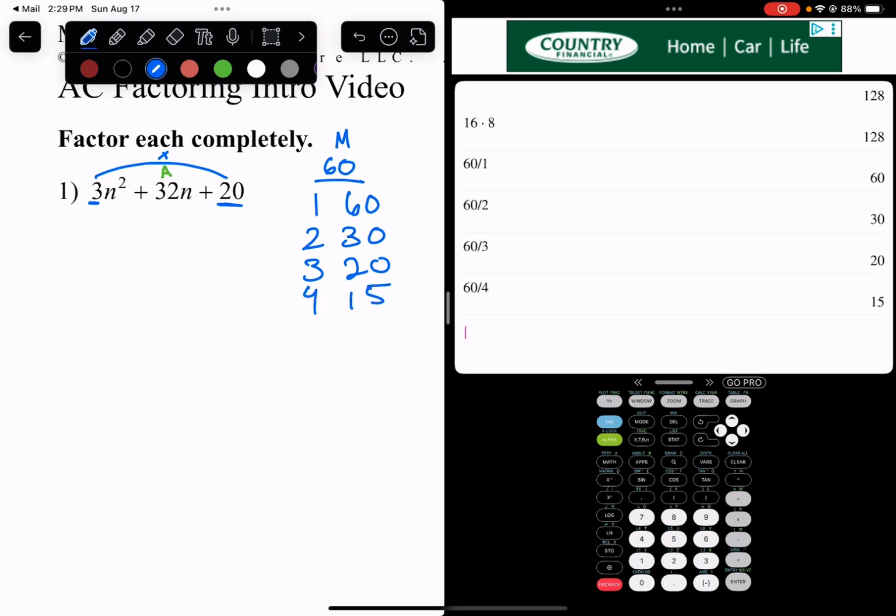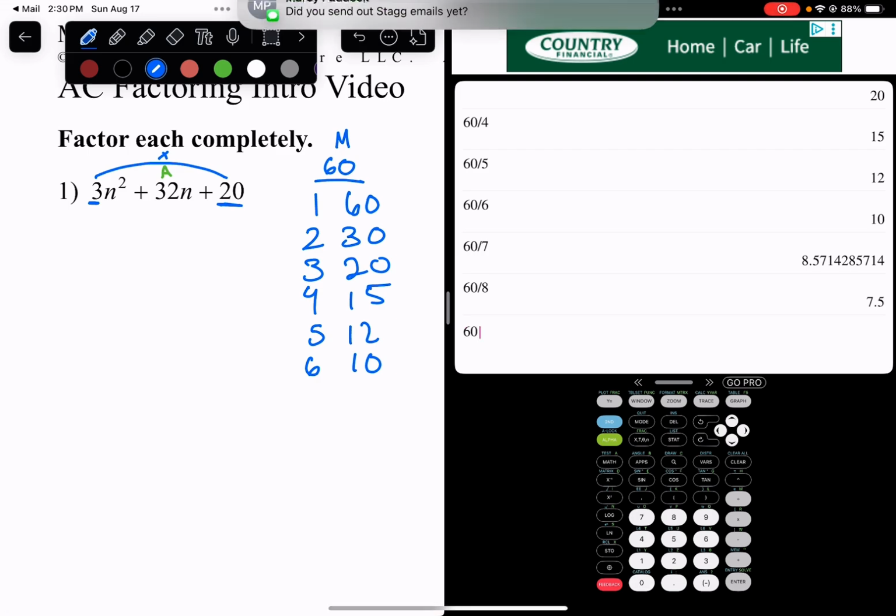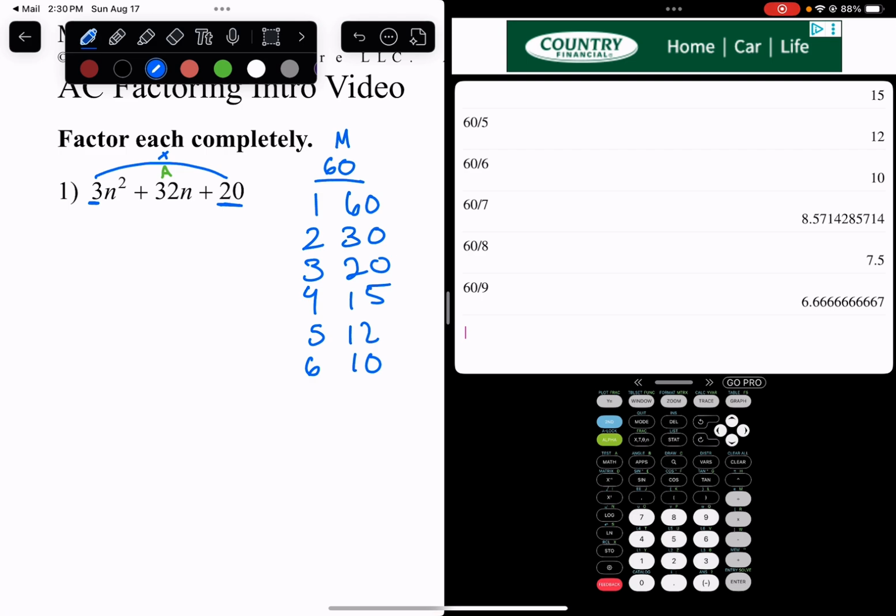And again, these are all just ways to get to 60. 60 divided by 5, I get 5 and 12. 60 divided by 6, I get 6 and 10. 60 divided by 7, I get a decimal, so 7 doesn't work, so I go to 8. 60 divided by 8 doesn't work either, I get a decimal. And then 60 divided by 9, I get a decimal again. And 10 is a number that I already found as a factor, so I can stop there because I'm just going to get repeats at this point.